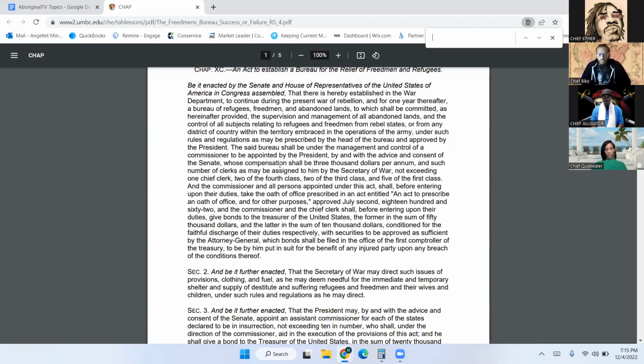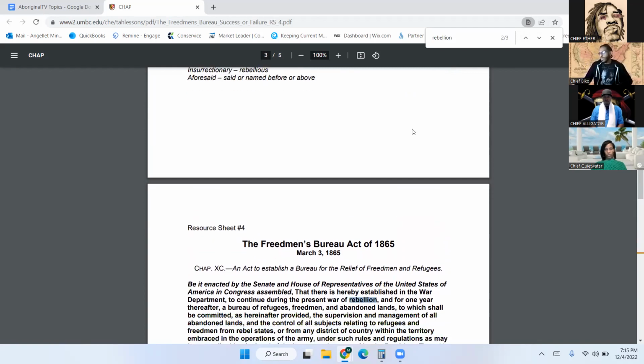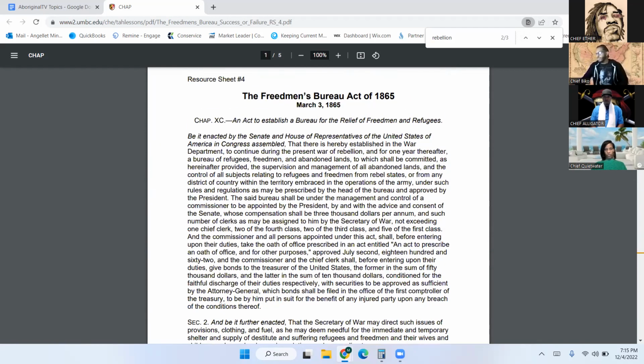But as you see here, Chief Quietwater is typing in Blacks, Africans, again, Negroes, colored, you're not going to find it. But what you do see is present war of rebellion. So I'm going to go ahead and read off here and show you exactly who this Freedmen's Bureau is applying to. So let me see, I'll start here.